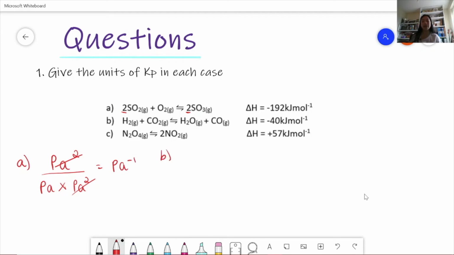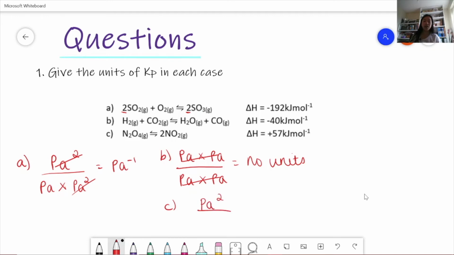And then for B, we do the same thing. So we have the water multiplied by the carbon monoxide, and then over the hydrogen multiplied by the carbon dioxide. And as you can see, everything cancels out, so there are no units. And then for C, we have the NO2, which is pascal squared, and then over the N2O4, which is pascal. So the units for the Kp is pascal.